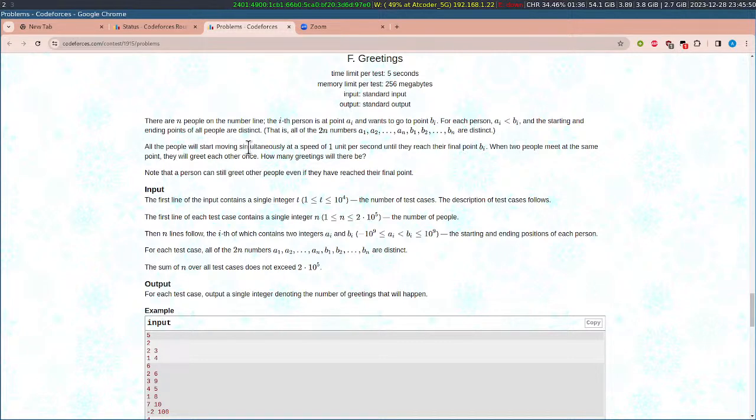All the people will start moving simultaneously at speed 1 unit per second until they reach their final point. When two people meet at the same point, they will greet each other once, and we are asked to find how many greetings there will be. Note that a person can still greet another person even if they have reached their final point.